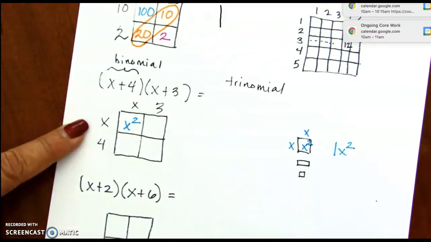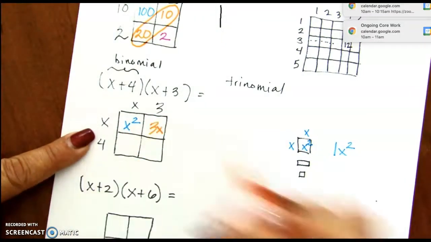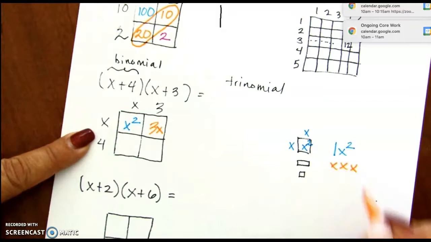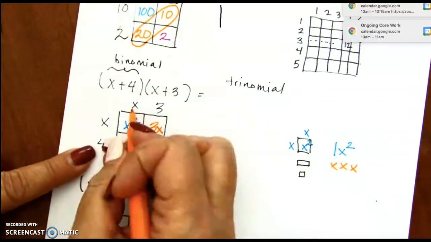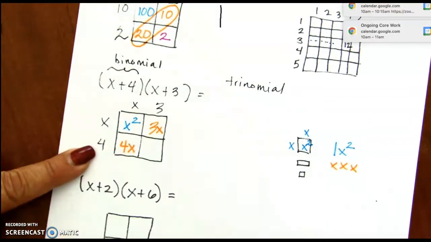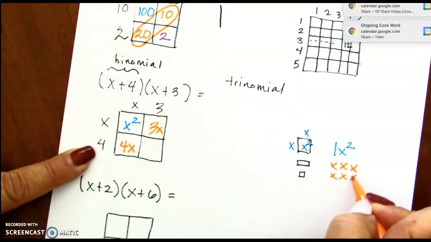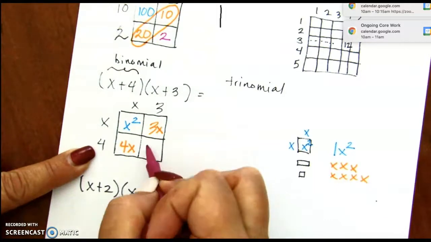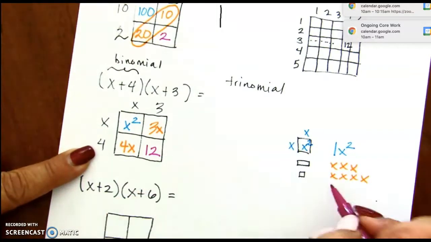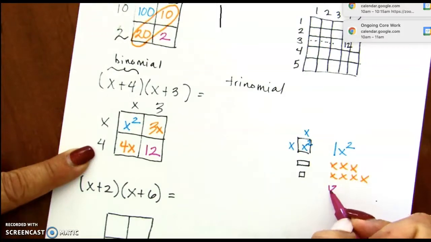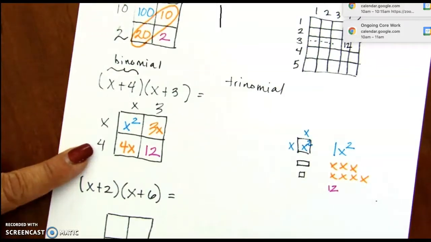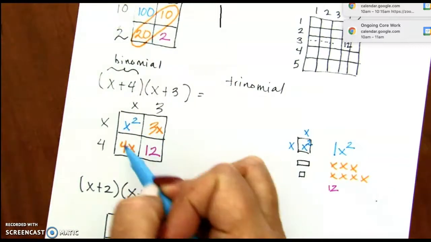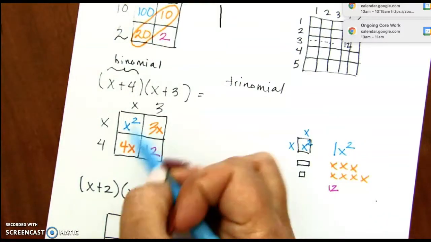X times 3 is 3x, so I'm going to put 3 x's over here. 4 times x is 4x. 4 more x's, and finally 4 times 3 is 12. I don't want to write out 12 pluses, so I'm just going to put 12 units. What's inside of my table, I'll write as my answer.